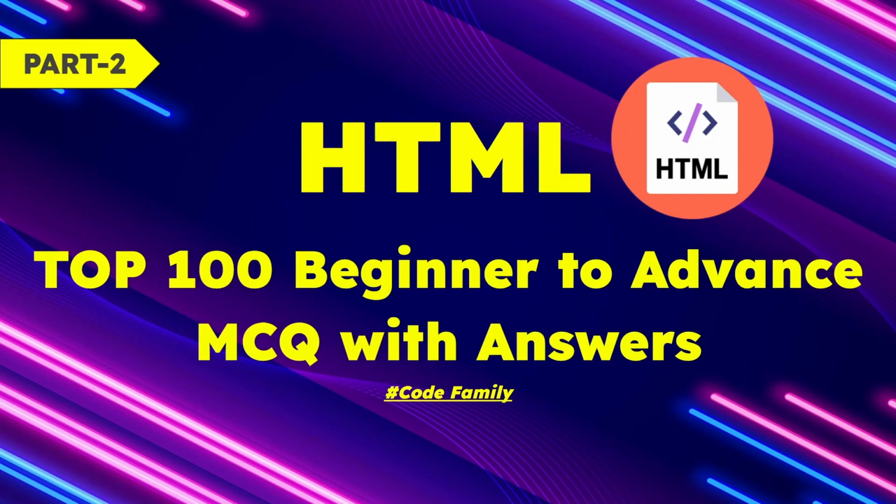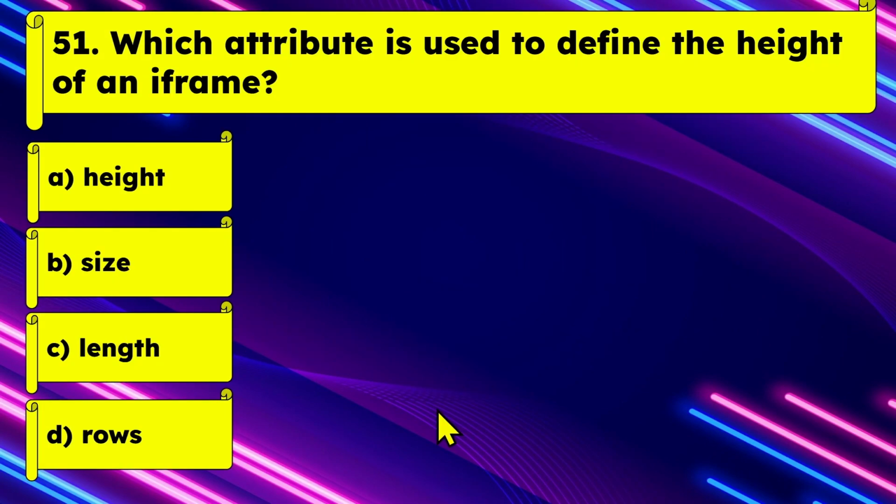From here, we are starting the part 2 of HTML Top 100 Beginner to Advanced MCQ questions with answers. So let's continue. Next question is, which attribute is used to define the height of an iframe? We have our four options. Option A says height, option B is size, option C is length, and option D is rows.